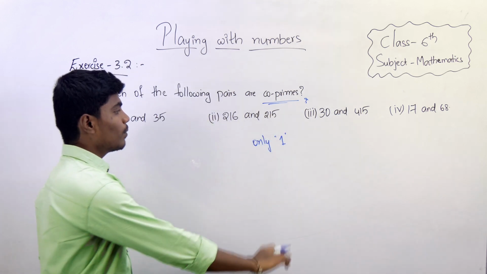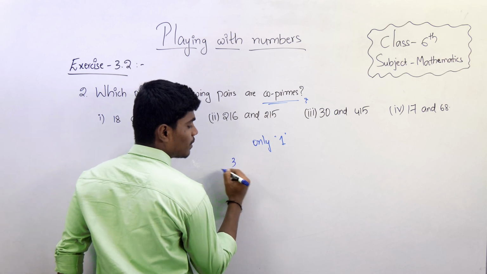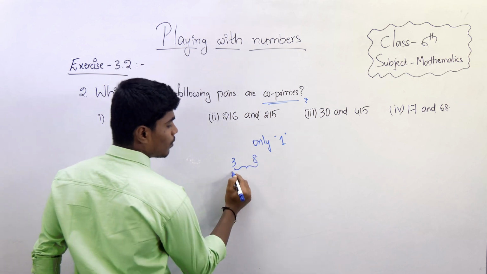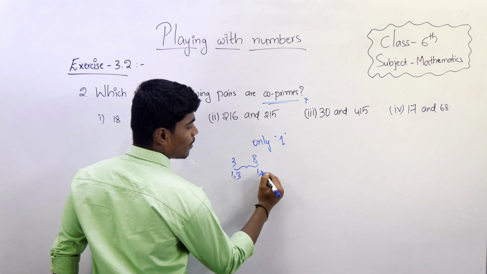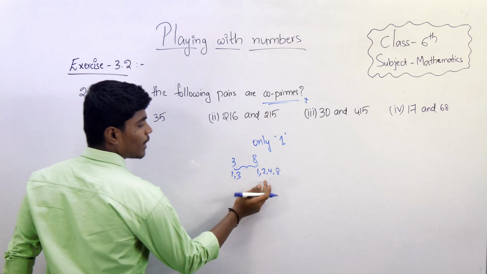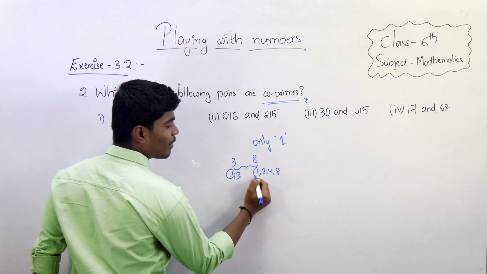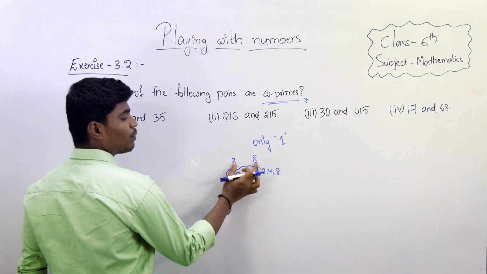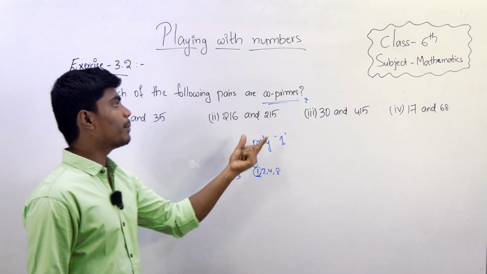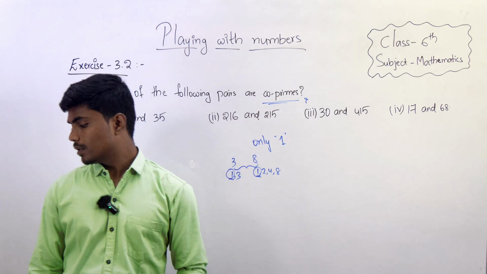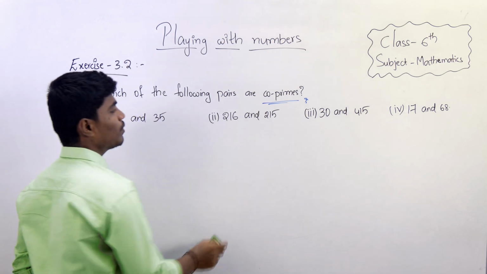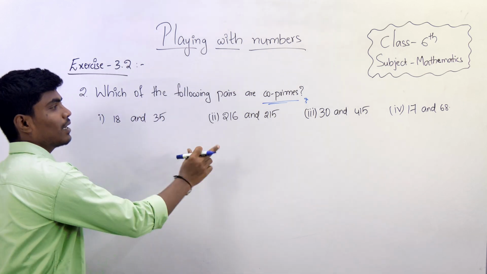See, if you take 3 and 8, here the factors are 1 and 3, and here 1, 2, 4 and 8. See, here if you observe, the common factor is only 1. So if two numbers have only 1 as their common factor, then the numbers are called co-primes. Now here he gave some numbers and we have to find which pairs are co-primes.